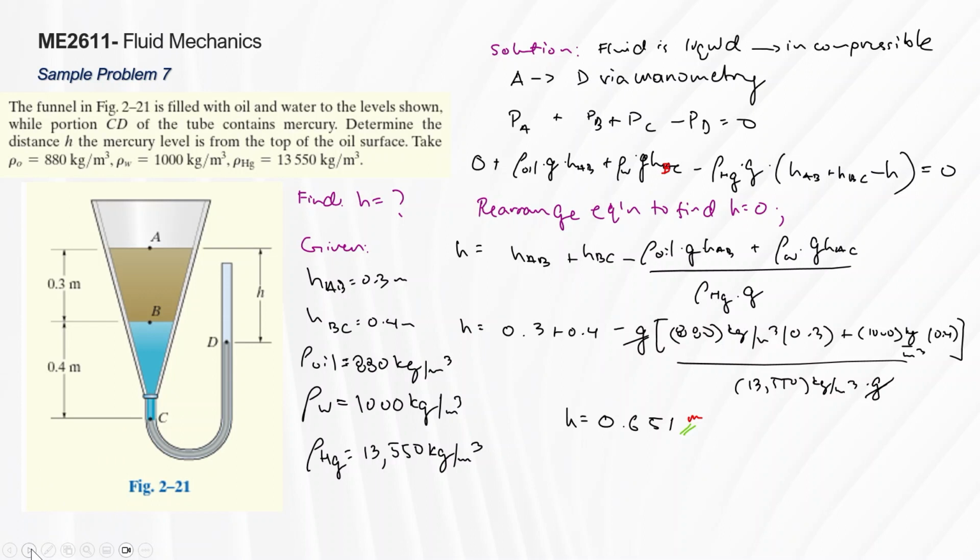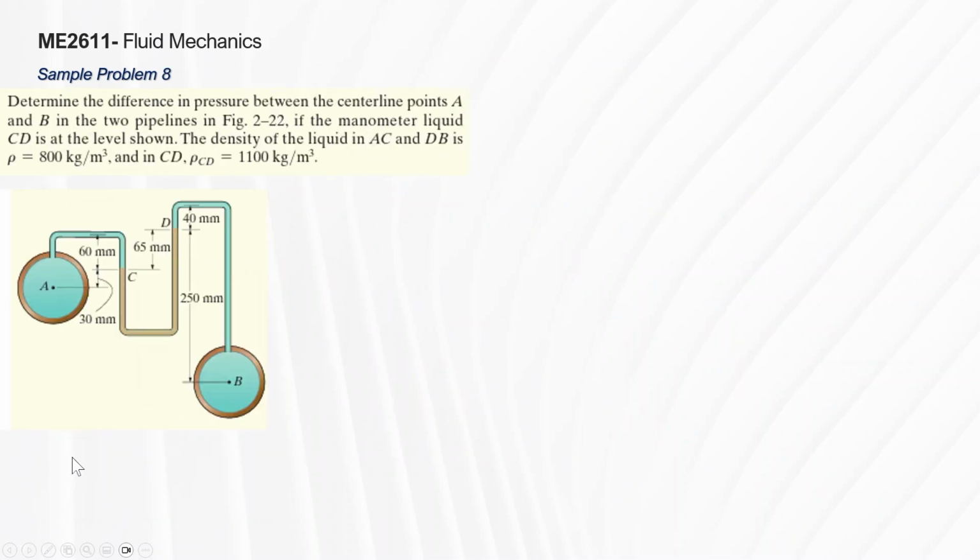Okay. I think I have another problem dito. So ito naman, determine the difference in pressure between the center line points A and B, in two pipelines in figure 2-22. Now, if the manometer liquid CD is at the level shown, the density of the liquid AC and DB is at density ng 800 kg per meter cube. CD is density ng 1,100 kg per meter cube. So parang water, oil, water, that thing, you know? Okay.